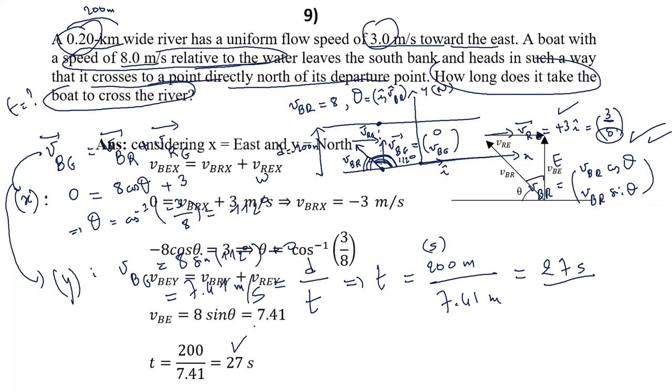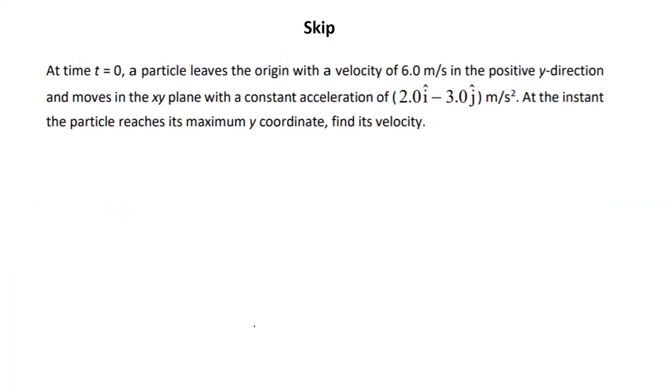It's already given. Now let me look at this problem here. At time t equals 0, a particle leaves the origin with a velocity of 6 meters per second in the positive y direction. And the particle moves in the xy plane. So I have a two-dimensional motion with a constant acceleration. Okay, this is the key word. And I give you the constant acceleration along x and along y. Now the question is, at the instant the particle reaches its maximum y coordinate, find the velocity of the particle.